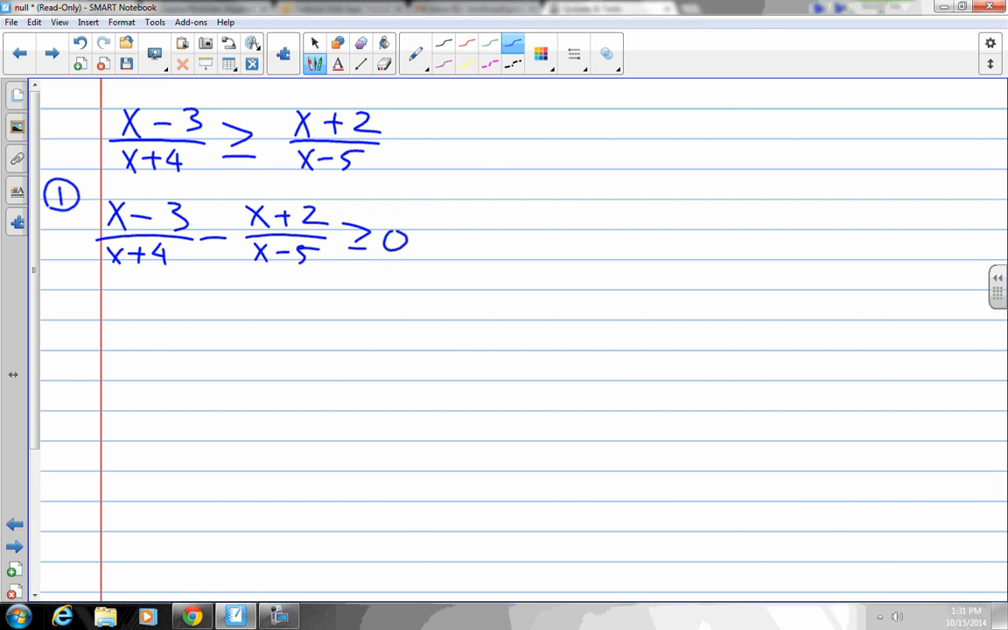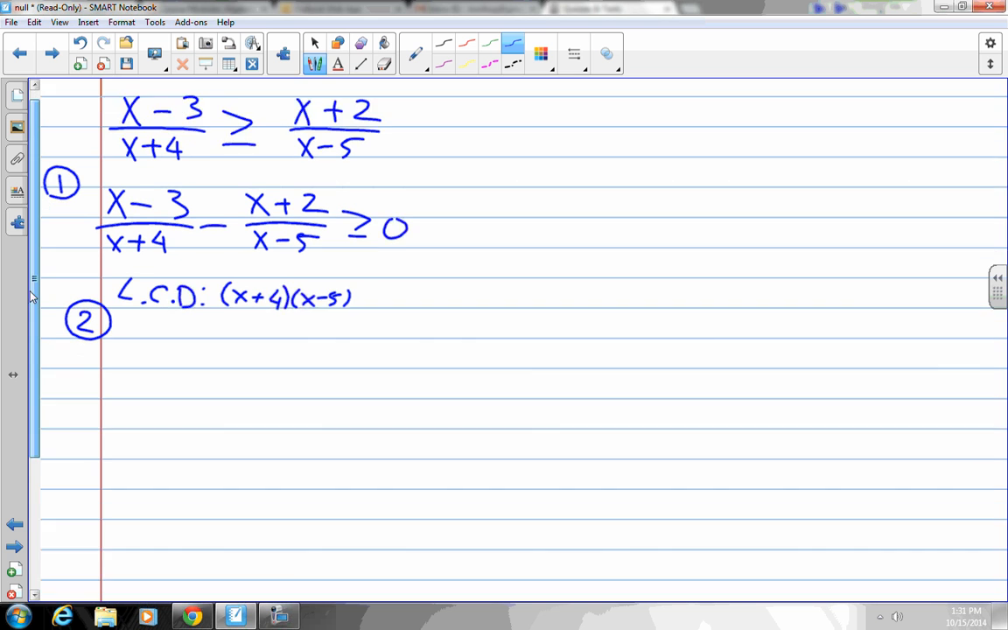In order for me to find the critical numbers, to find the zeros and asymptotes of these functions, I actually have to subtract these two fractions. I have to pull them into a single fraction. So now you have to remember how to subtract rational expressions. You have to find the least common denominator first. The least common denominator here is the product of x plus 4 and x minus 5, because these are two different denominators, so you need both of them.